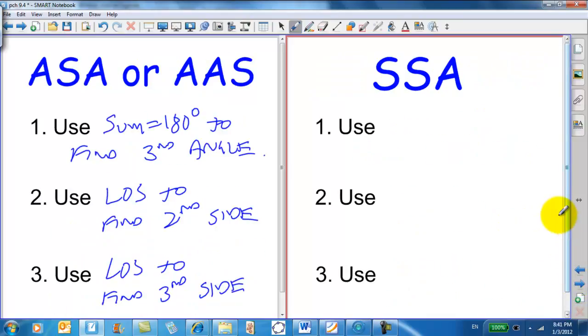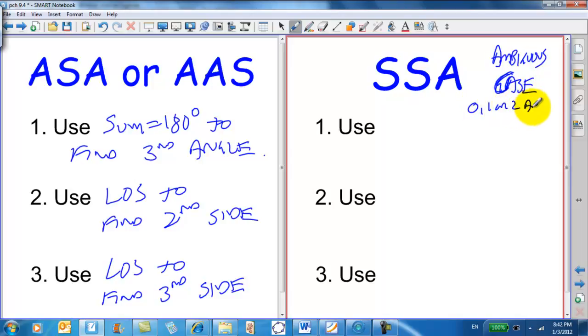This takes us to our ambiguous case, the ambiguous or obnoxious case. Because you could possibly get 0, 1, or 2 answers. And keep that in mind as you go through. Because you have to start with the law of sines to find the second angle. And this is where you have to consider that you might have 0, 1, or 2 answers as a result of doing this.